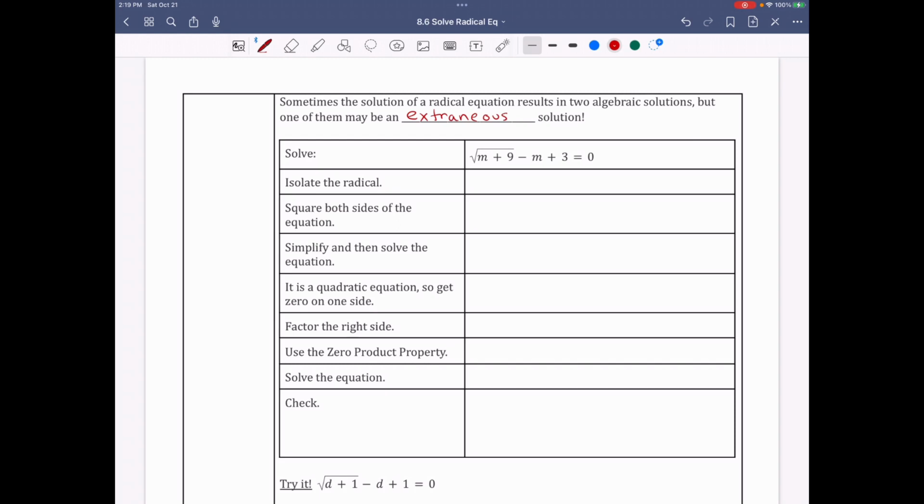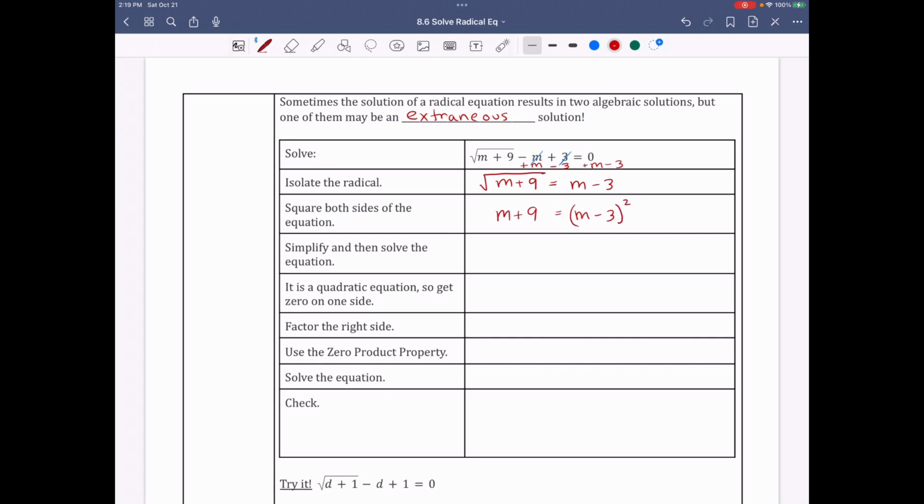Let's isolate the radical. So we're going to add m to both sides and subtract 3 from both sides. So that gives us the square root of m plus 9, these canceled, is equal to m minus 3. We're going to square both sides of the equation. So this side is going to be just m plus 9, and the other side will be m minus 3 squared.